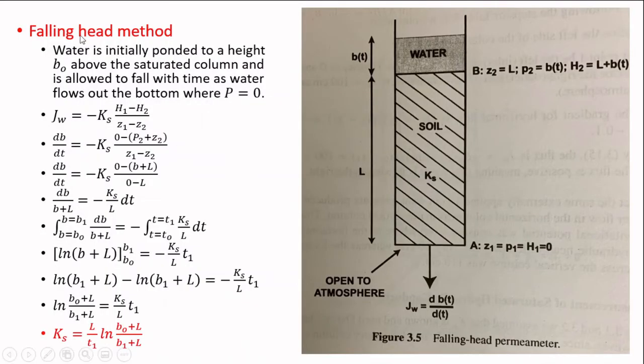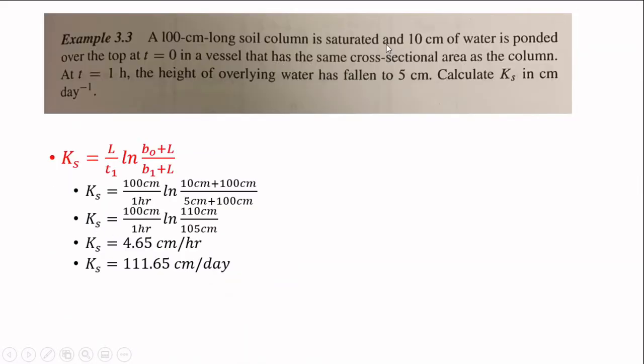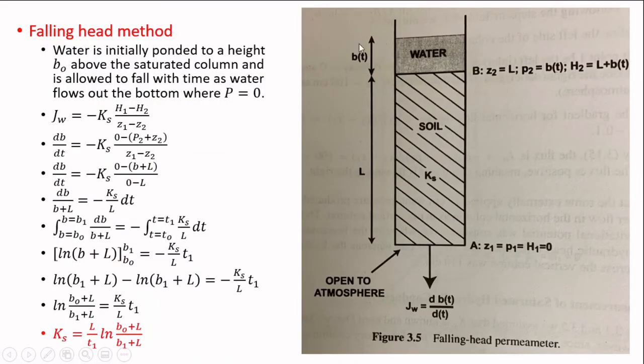Here is the second method to measure saturated hydraulic conductivity, called the falling head method. Water is initially ponded to a height B0 above the saturated column, and is allowed to fall with time as the water flows out the bottom where P equals 0. So the water height is initially B0.